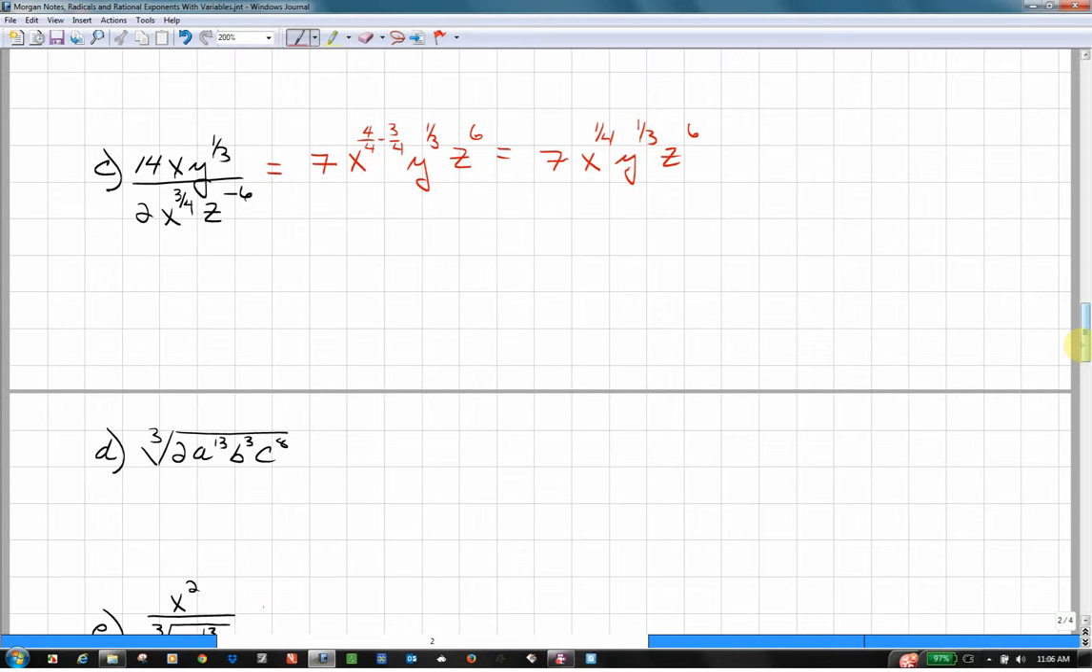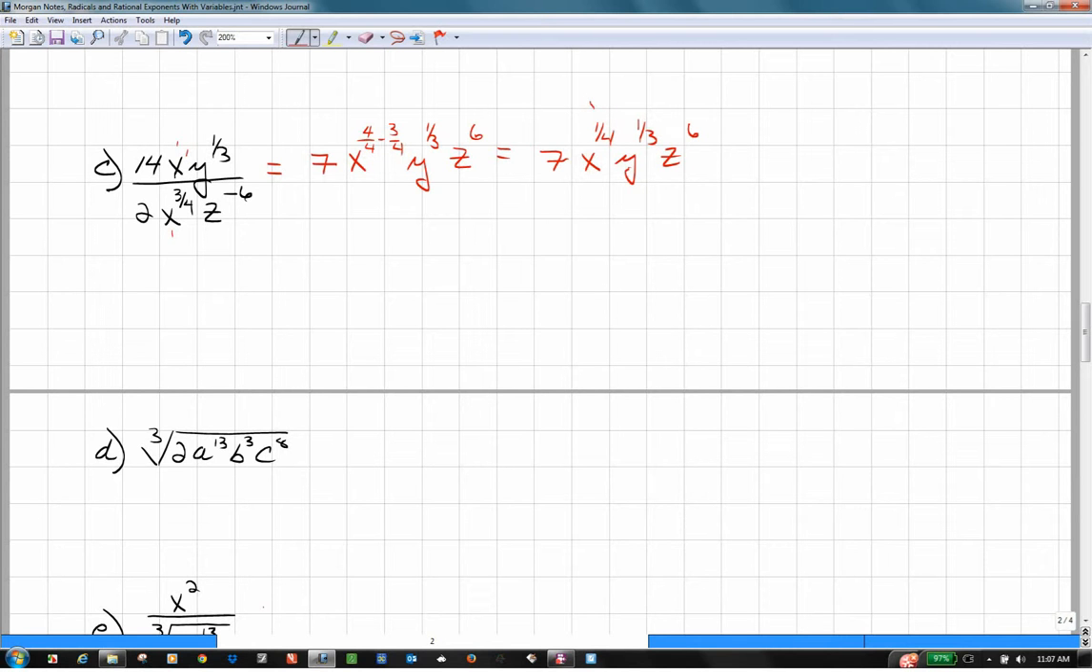So I've got two numbers, a 14 and a 2, so let's look at them. That's going to just give me a 7. I have an x, and one's a numerator, one's a denominator, so I'll subtract the exponents. The largest exponent is in the numerator, so that'd be 1 minus 3/4. So that's going to give me x to the 1/4. Let's move on to the y. I've got y to the 1/3. There are no other y's in the problem, so y to the 1/3 stays as y to the 1/3.